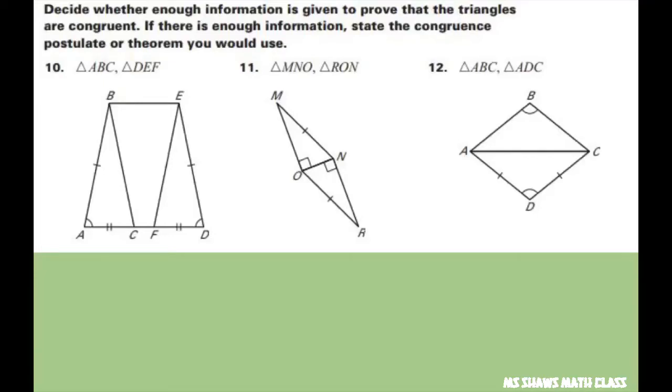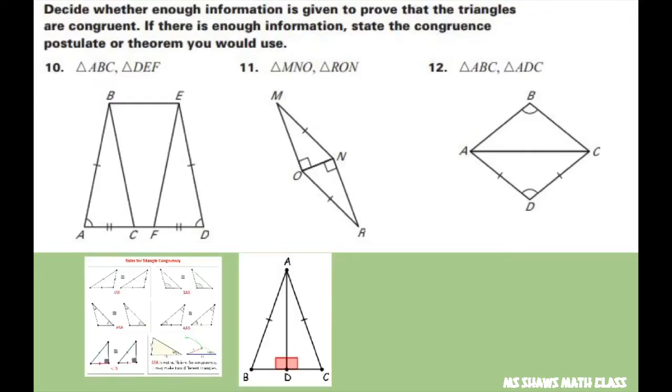Hi everyone, we're going to decide whether enough information is given to prove that the triangles are congruent. If there's enough information, we're going to state the congruence postulate or theorem you're going to use. Basically, we're either using the side, angle, side, or the hypotenuse leg congruence theorem. So let's go for the first one.